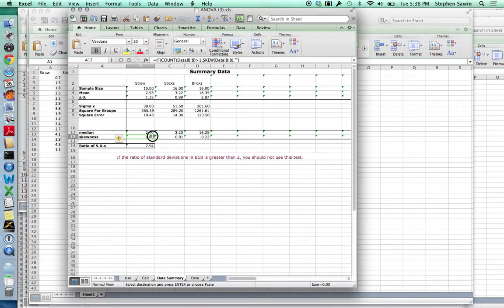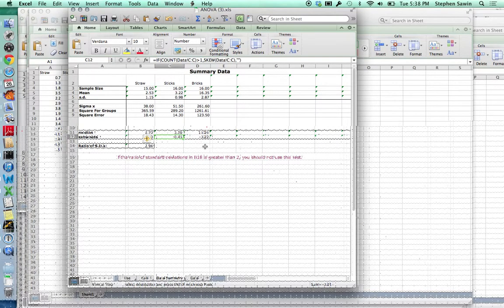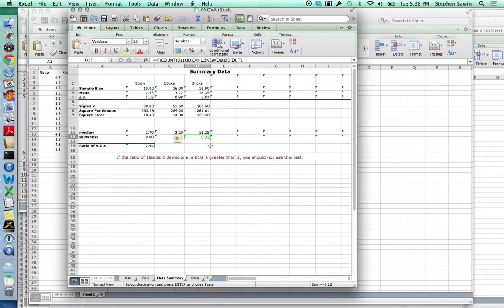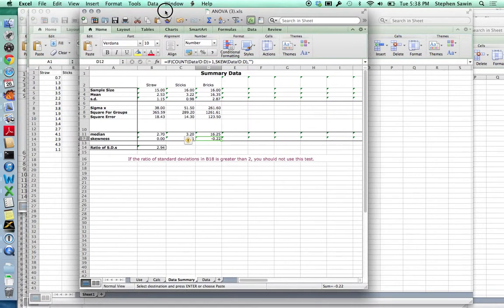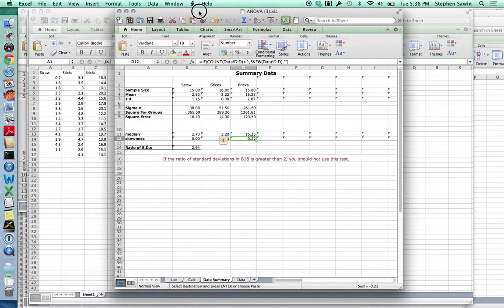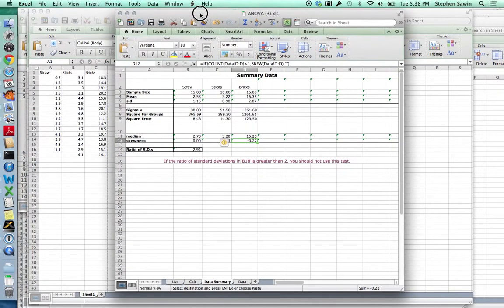skewness. Straw has a skewness of 0, so it's quite symmetric. Sticks has a skewness of minus 0.01. That's about as symmetric as you ever expect something to be. And bricks has a skewness of minus 0.22, very slightly left skewed. If you look at the histogram, you'd say it's a little bit left skewed. But we'll consider that good enough.